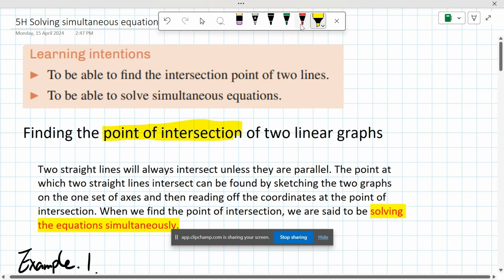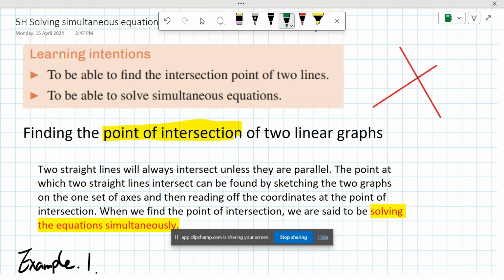If you have heard of the point of intersection, it is where one line meets the other line, and that intersection point is why we're doing simultaneous equations. Two straight lines will always intersect unless they are parallel. So make sure you highlight this one. If they are parallel, there's nothing that intersects at all.